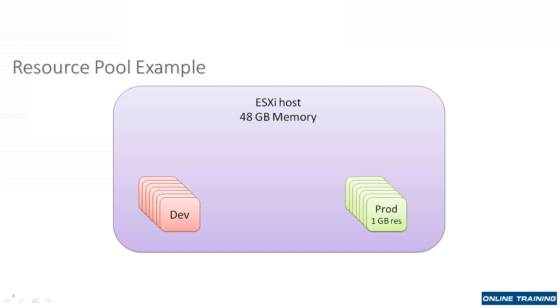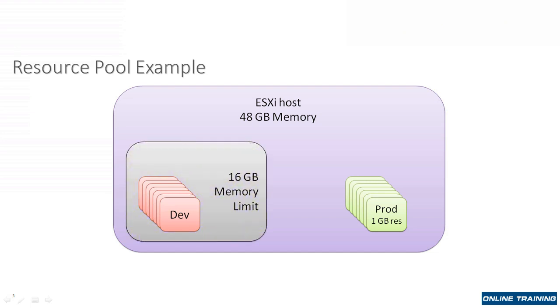Okay, so let's take a look at an example of a resource pool, or actually two resource pools. So here in this image we have an ESXi host with 48 gigs of memory. I've got a group of development virtual machines on the left and a group of production virtual machines on the right. And if I'd like to, I can take those dev virtual machines and maybe place them all inside of a resource pool. And that resource pool can be used to set a memory limit.